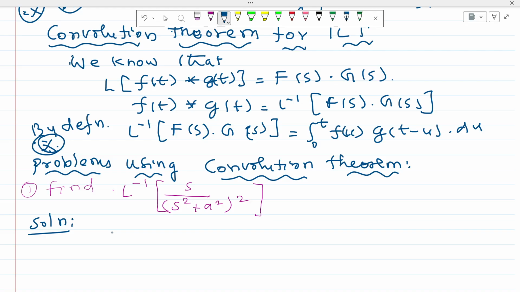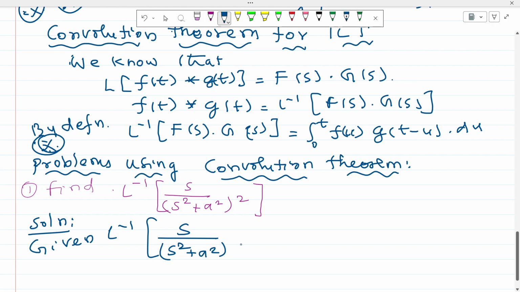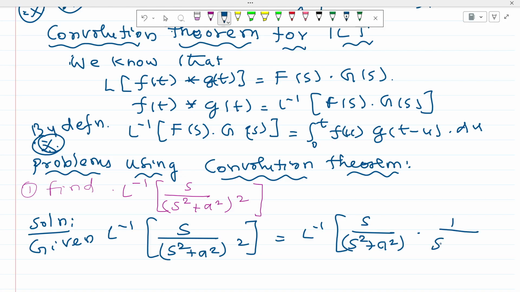Idiot fellow. Then write here L inverse of what is given here. What is the given function? S divided by (s square plus a square) whole square. See, this can be written as L inverse of s divided by s square plus a square, into 1 divided by s square plus a square. Any others want to go outside?